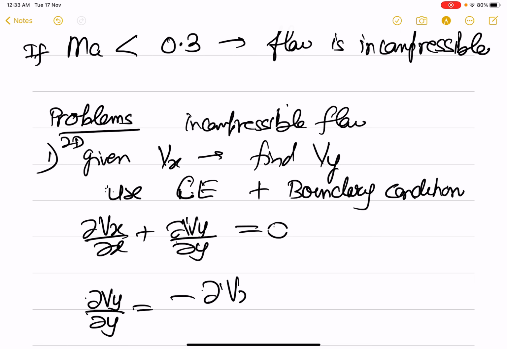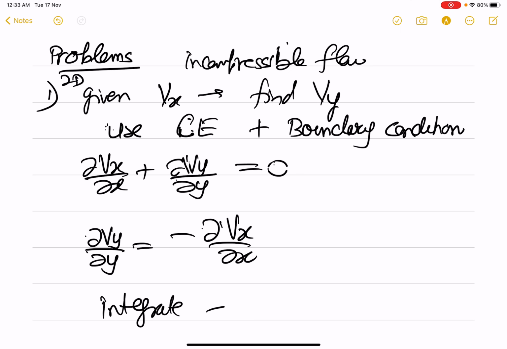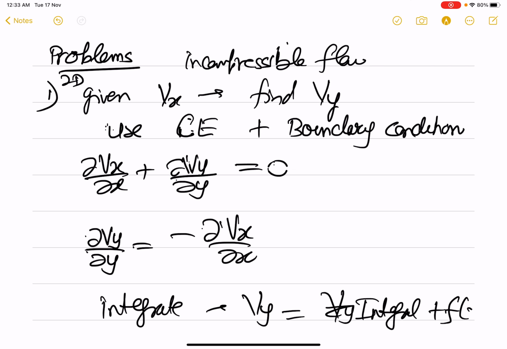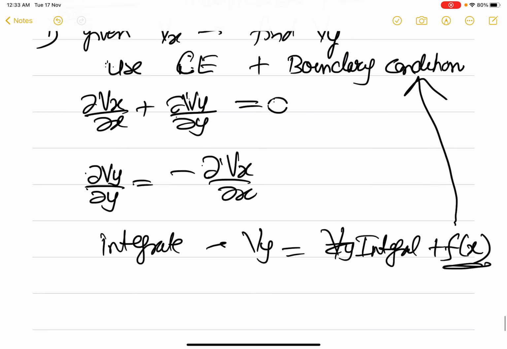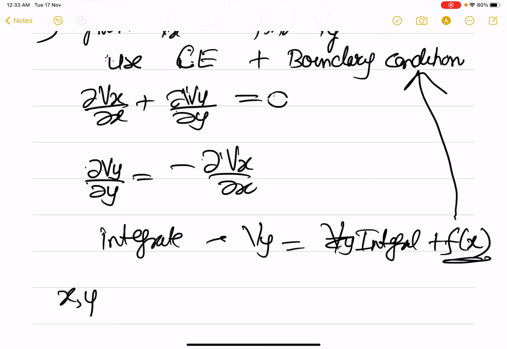You integrate this, you will get Vy is equal to this integral plus function of x. Now because this is a partial derivative, when you integrate, the constant will be a function of x, and this f(x) is what you will get from the boundary condition. So it could be either we could talk in terms of x, y or in terms of r, theta.